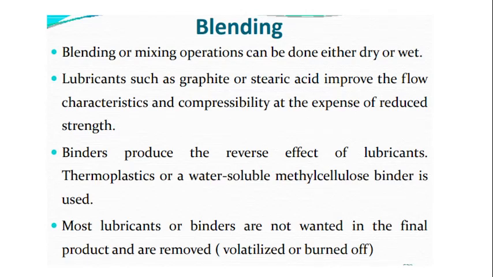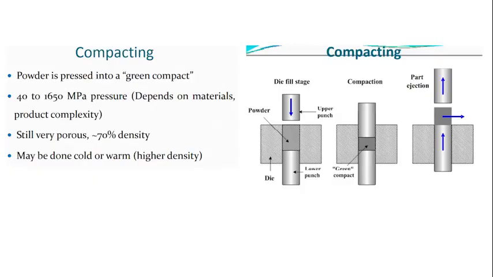Blending operation. Let's go first with the blending or mixing operation. This is the theory that you should know. Mostly you should know the sequence for powder metallurgy. And in some that I have written, what kinds of lubricant materials and binder materials are being used, that also you should know. Then after blending or mixing, we go to compacting. What is green compact? Can anyone tell?